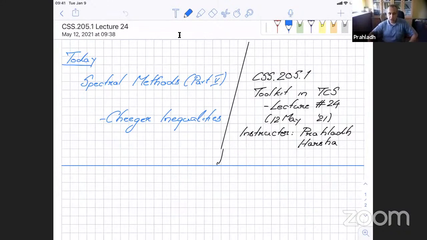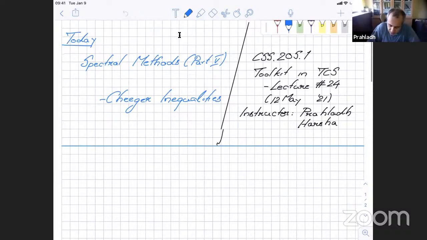The fifth lecture on the spectral methods module. The main topic of today's discussion will be what are called the Cheeger inequalities. We'll come to what these mean later. Let's do a quick recap. Let's recall what we've done in the last two lectures.